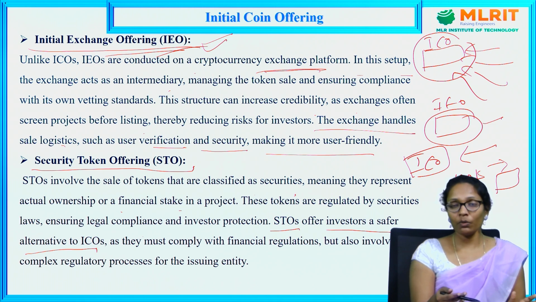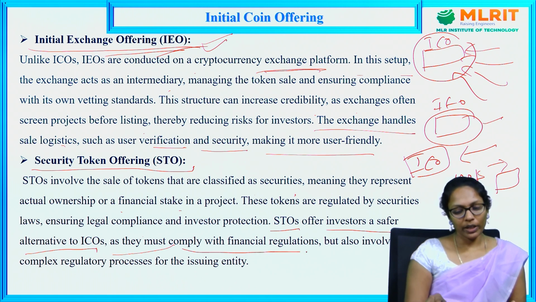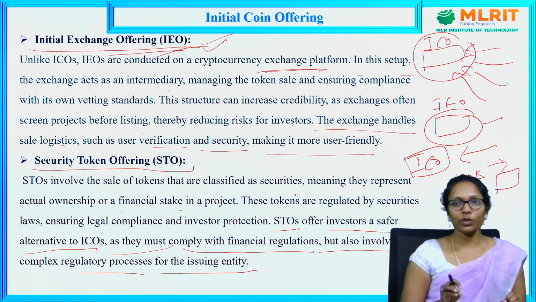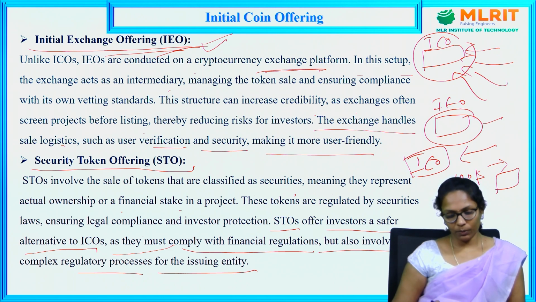This STO is similar to an ICO, but it has some rules and regulations, as they must comply with financial regulation, and it also involves a more complex regulatory process for the issuing entity. ICO is very simple when compared to the STO. Why? Because ICO is not taking permission and not following any rules and regulations. But in an STO, it is very complex to invest also, because it has lots of rules and regulations we need to follow. We need to submit so and so documents to invest in this STO.